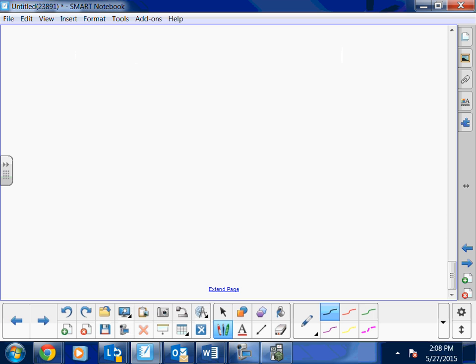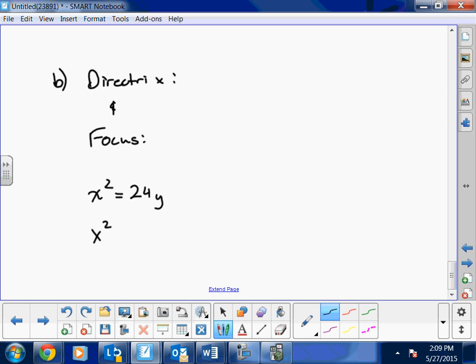Let's see. B is asking for us to do it now using the same thing. I want to find the directrix and focus. Our equation is going to be x squared is equal to 24y. Now this one's going to follow this format: 4a times y. 4a is equal to 24, divided by 4, divided by 4. a is equal to 6. So we have x squared is equal to 4 times 6 times y.